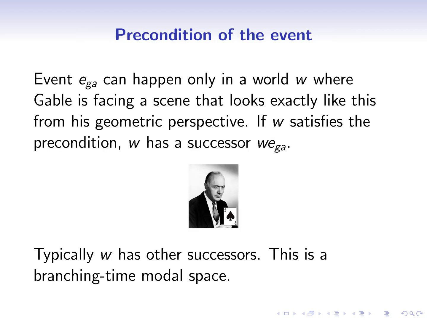Event types have preconditions. The event E_GA can happen only in a world W where Gable is facing a scene that looks exactly like the picture from his geometric perspective. If W satisfies this precondition, W has a successor world, which is W followed by the event E_GA. Typically, W has other successors. This is a branching time modal space.